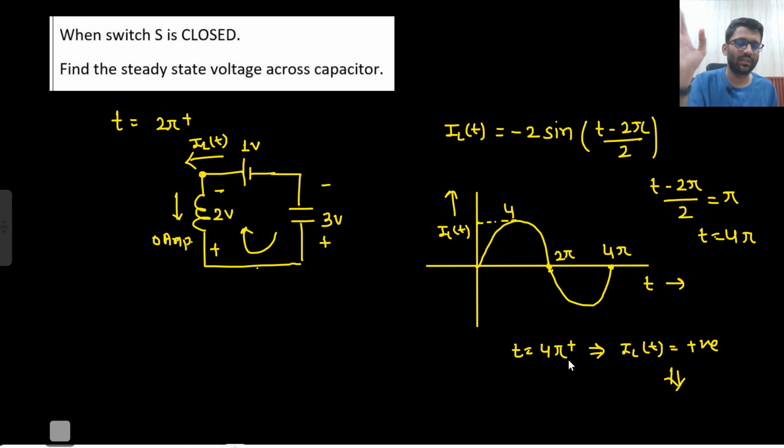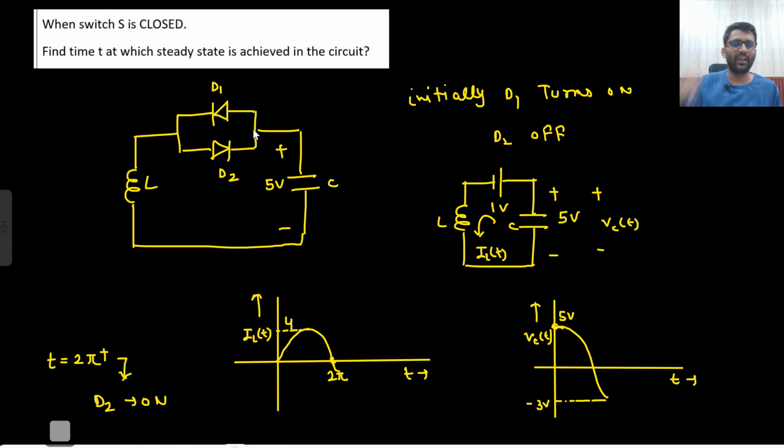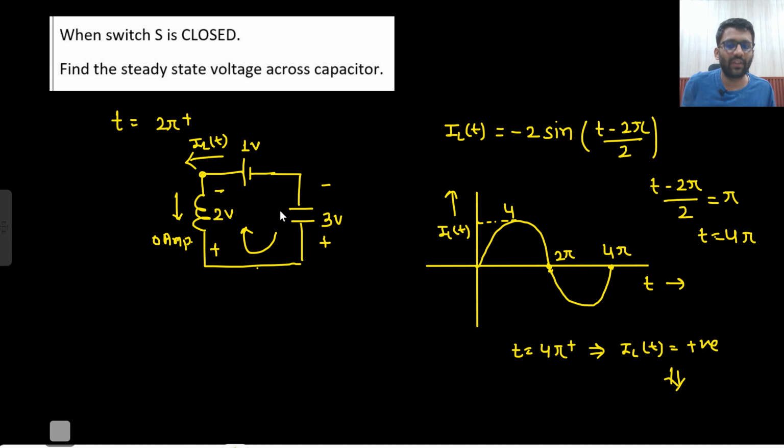So now after 2 pi time, that means at t equals to 4 pi plus, again current is saying that I will flow in this direction. So again it will turn on diode D1. So we will turn on diode D1 now, but before that, we need to write the capacitor waveform as well. Because what is the capacitor voltage, that we don't know. So let's write down the capacitor voltage. So because of minus 3 volt only, what it would be? Minus 3 cos omega naught t.